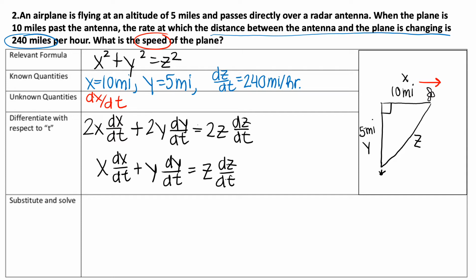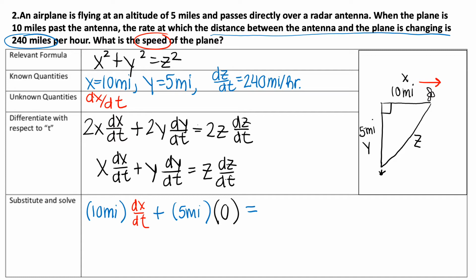Now that we have differentiated and simplified, we can go ahead and start plugging things in. So we can plug in for x as 10 miles using units. dx/dt is what we are looking for, plus y is 5 miles. And then dy/dt is going to be the rate of change of the altitude. And because the plane is going in a straight horizontal line, the altitude is actually not changing. So dy/dt is going to be 0. And this is equal to z.